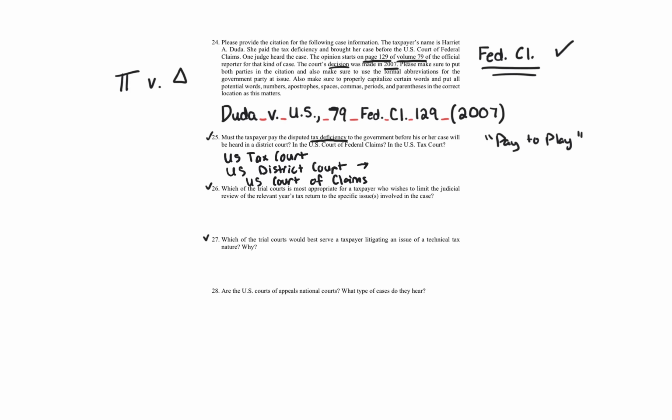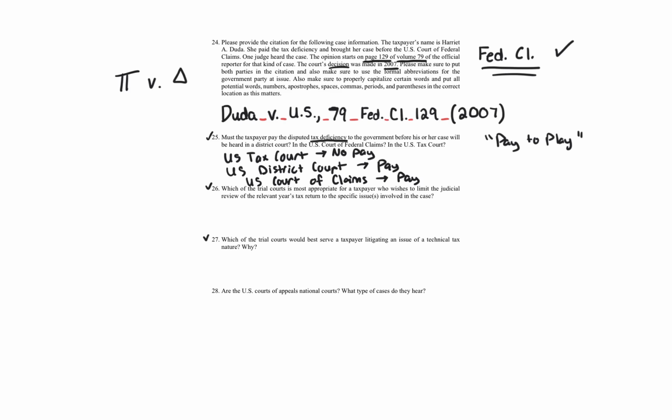Those are the district court, so you have to pay, and the U.S. Court of Claims you have to pay, and you're suing for a refund. The U.S. tax court, no pay, you don't pay. You do not pay the tax. But U.S. District Court and U.S. Court of Claims, you do, and you sue for a refund. Let's move on to question 26.